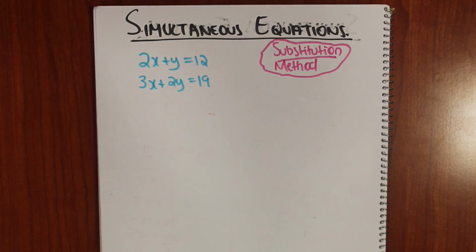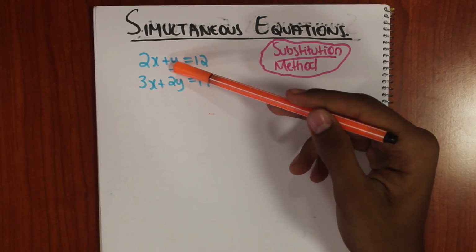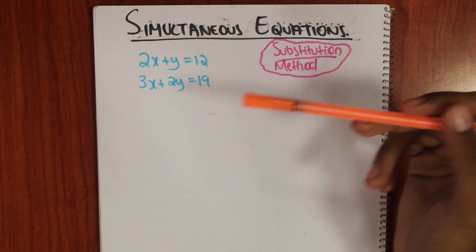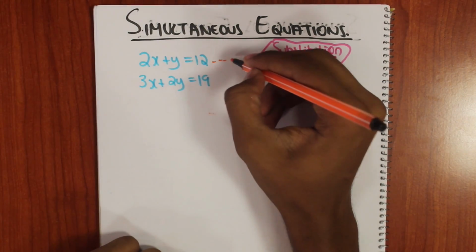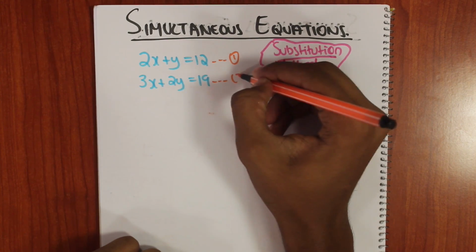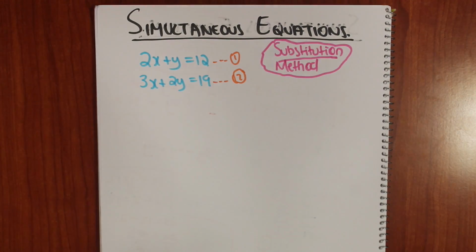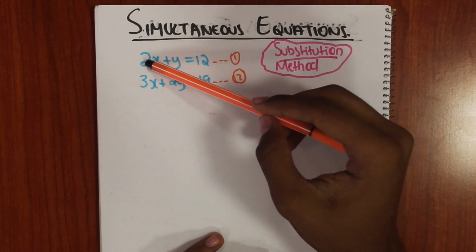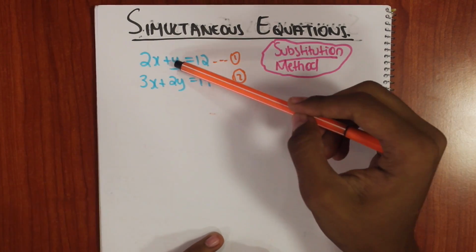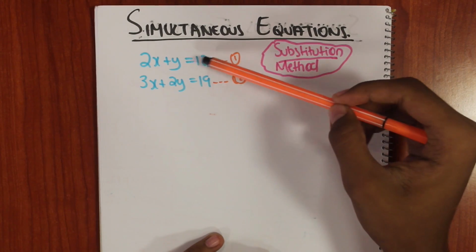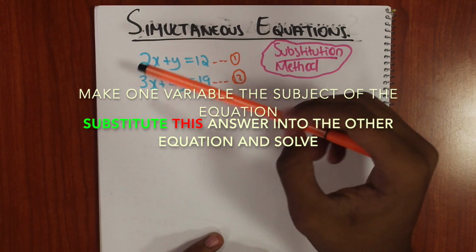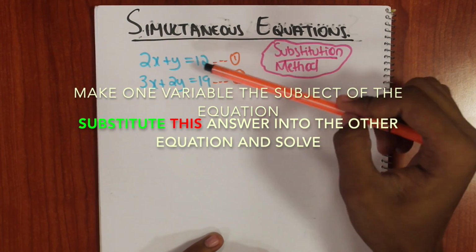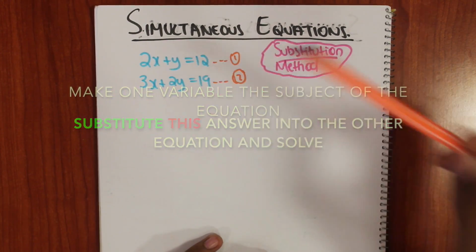So for the substitution method, what you do is, you want to substitute the value of x or y into the second equation. So let's call this our first equation, and let's call this our second equation. What you want to do is make x the subject in one equation, or y the subject in one equation, and substitute that value into the second equation. So in this case, let's try substituting a value of x or y from the first equation.